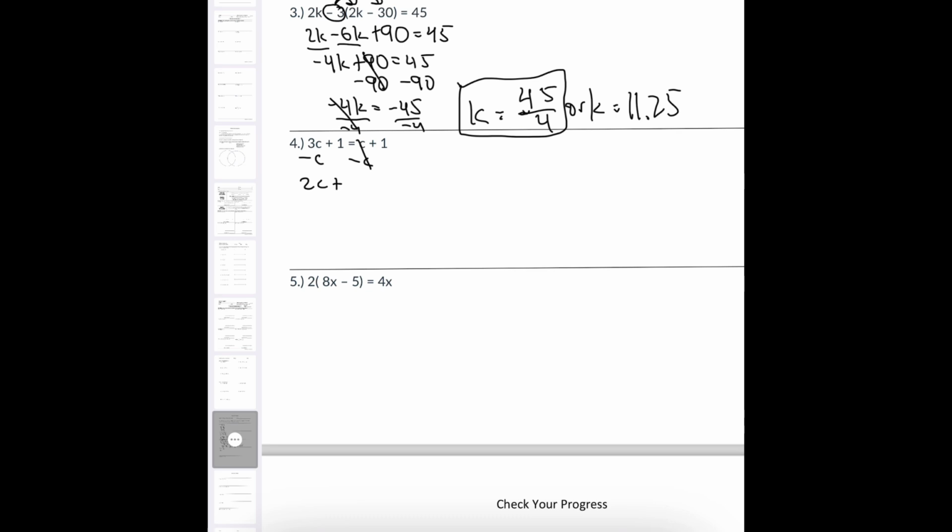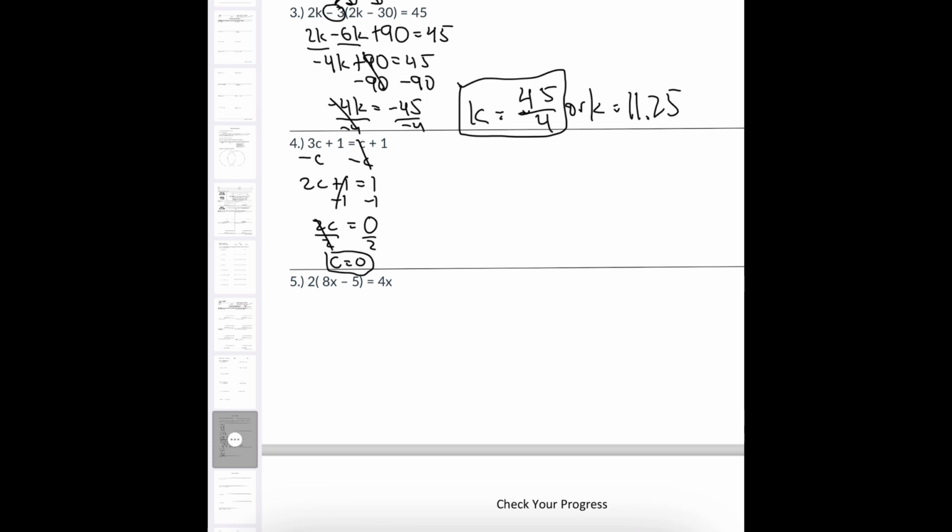Bringing down the rest, I have plus 1 on the left side, and I have 1 on the right side. Now that I have 2c plus 1 equals 1, I'm going to subtract 1 on both sides, which will cancel out on the left side. It'll give me just 2c on the left side, and then 1 minus 1 also cancels out. 1 minus 1 is 0. So we now are at 2c equals 0. I would divide by 2 to cancel out with the 2c, and I'm going to get c equals 0.